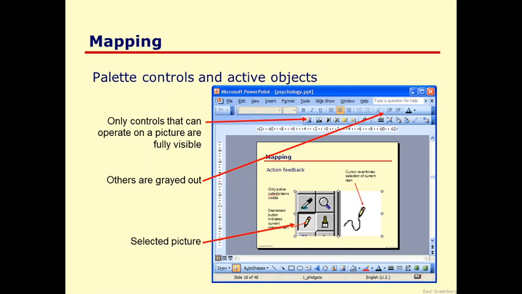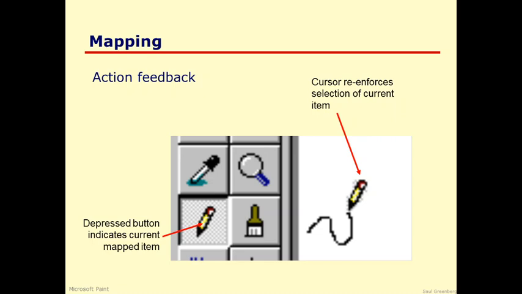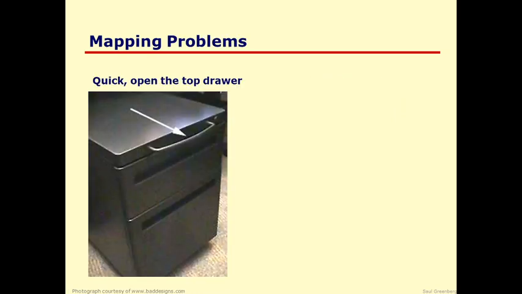Selected picture, others are grayed out. When you have selected something, all those things which are possible to do with that image are active, and the rest are made inactive. We call it palette control. You must have observed it in PowerPoint, or anywhere whenever you are preparing actions. The cursor reinforces the selection of the current item. You can see the way it is drawing, the same cursor, and on the left-hand side the depressed button indicates the current mapped item. The item being selected and the actual one on the screen look the same, so it shows what kind of item is being selected. That's what we call mapping, which is really important, and we call it action feedback.